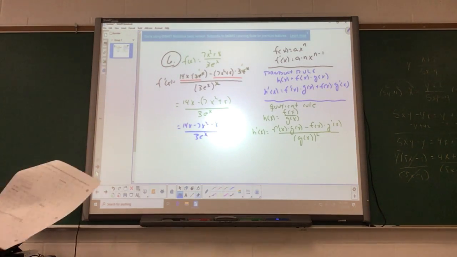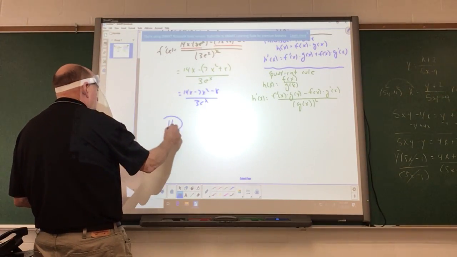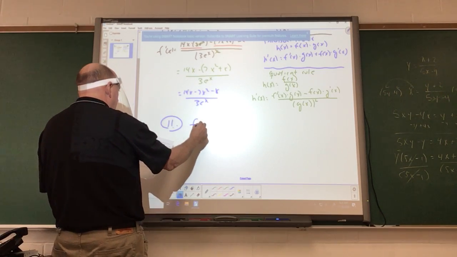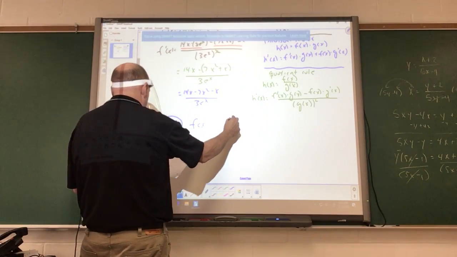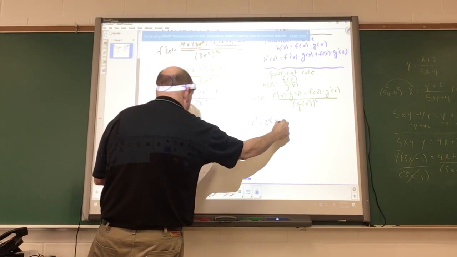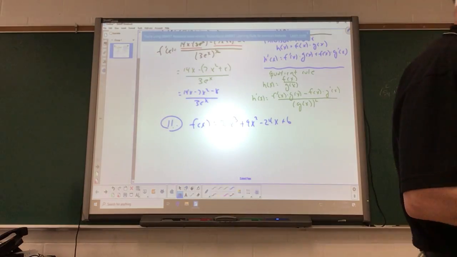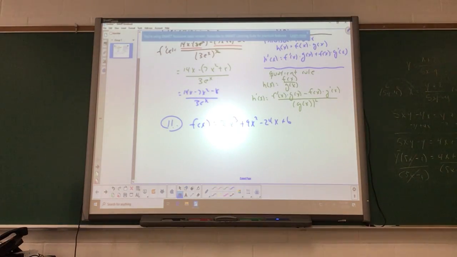Well, if we take a look at number 11, we have f of x is equal to 2x cubed plus 9x squared minus 24x plus 6. And this makes us extend our comprehension just another step. I want to determine the location where the slope of the tangent lines are going to be horizontal.